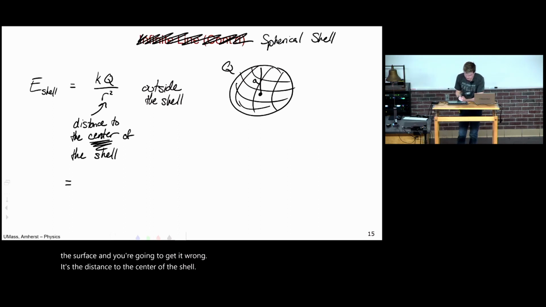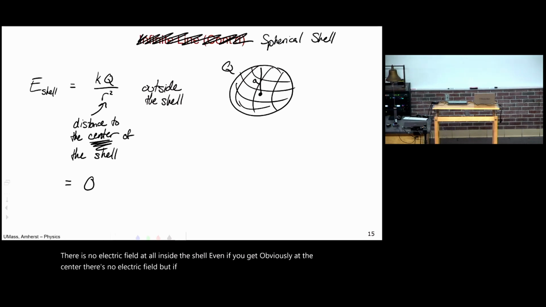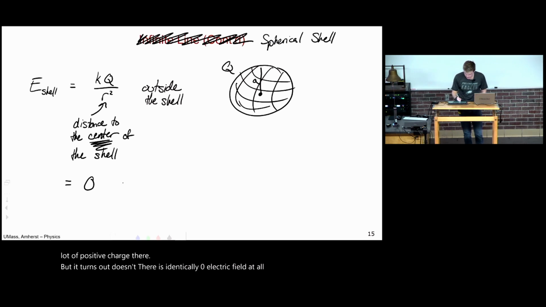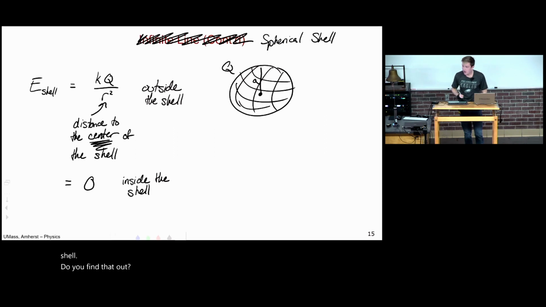The other extremely surprising result is that inside the shell, the electric field is 0. There is no electric field at all inside the shell. Obviously at the center there's no electric field, but if you get really close to the edge of the shell, you would expect the electric field might push you backwards because there's a lot of positive charge there. But it turns out it doesn't. There is identically 0 electric field at all places inside the shell. Again, it involves extremely sadistic vector calc.